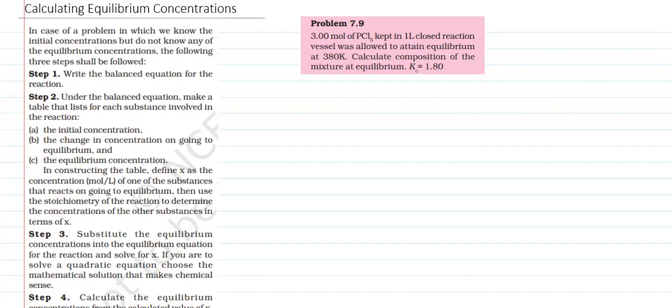So for this, let's also parallelly talk about the various steps given in your textbook. So in case of a problem in which we know the initial concentrations but do not know any of the equilibrium concentrations, the following steps will be followed. So first, let's write down Kc equals to 1.80. Now, here we've been given PCl5. PCl5 is kept in a closed reaction vessel, right?